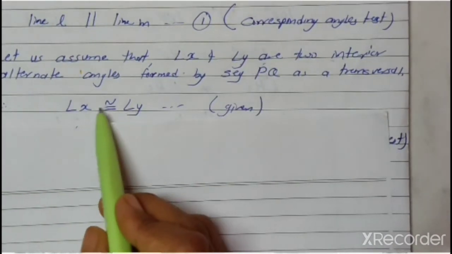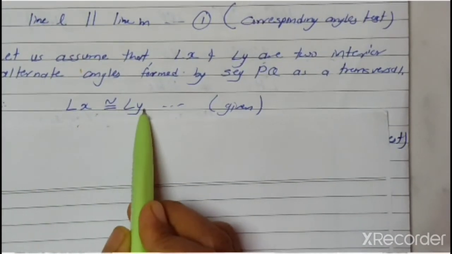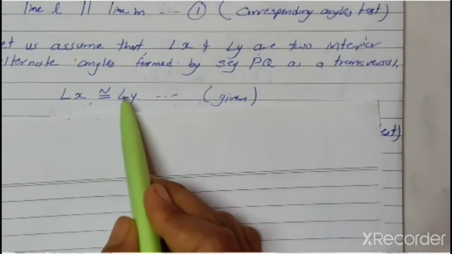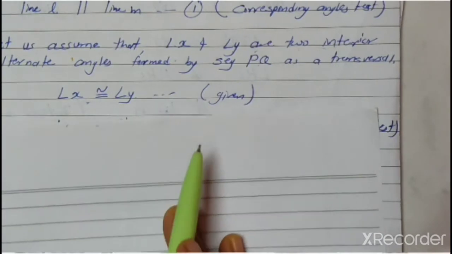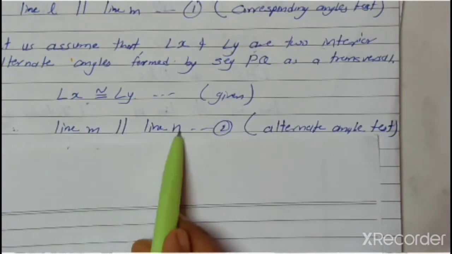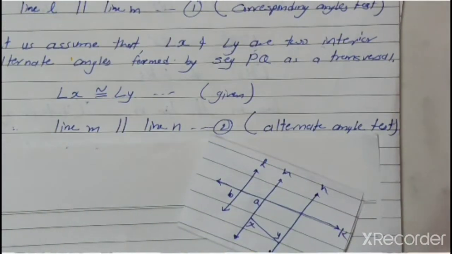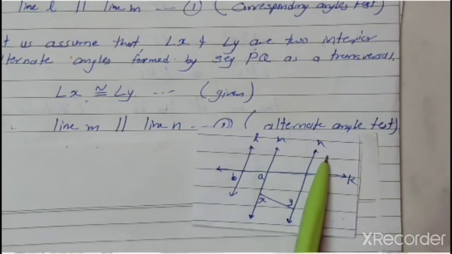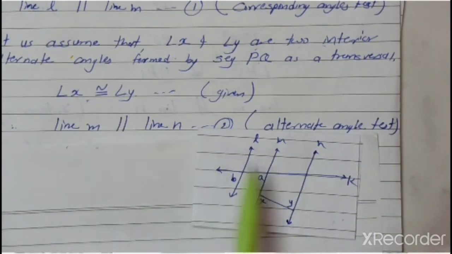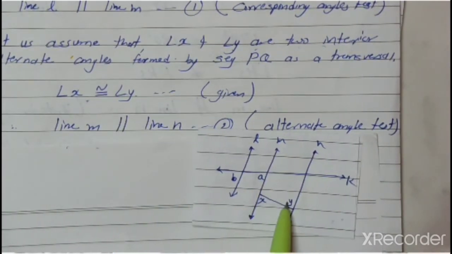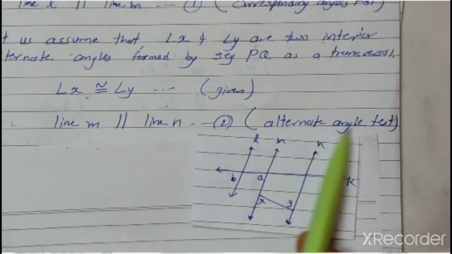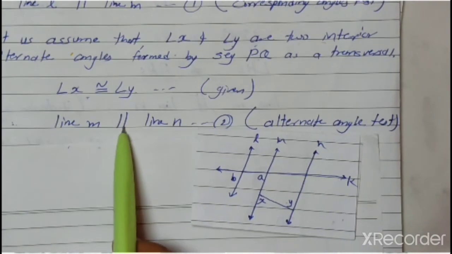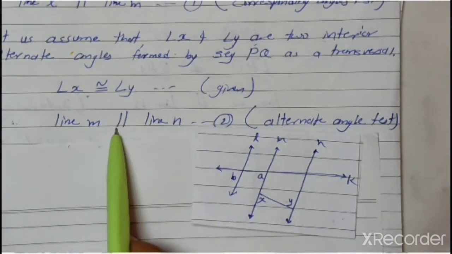It is given angle X is congruent with angle Y. So if these two interior alternate angles are congruent, then you can say these two lines, line M and line N, are parallel because these two interior alternate angles are congruent. It is already given. So by using the alternate angle test, we can say line M and N are parallel.